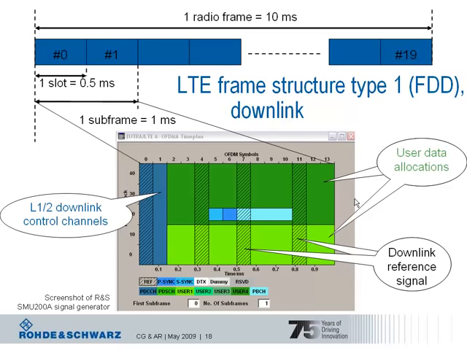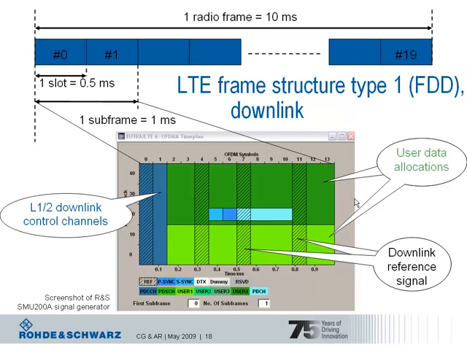So a subframe of 1 millisecond is illustrated here in this screenshot of a signal generator from Rohde and Schwarz. And as you can see here, this is a real signal. The x-axis is showing the time domain. So we see here an extract of 1 millisecond or 14 OFDM symbols for the normal configuration. And on the y-axis you have the frequency domain with 50 resource blocks, which is a 10 MHz signal.